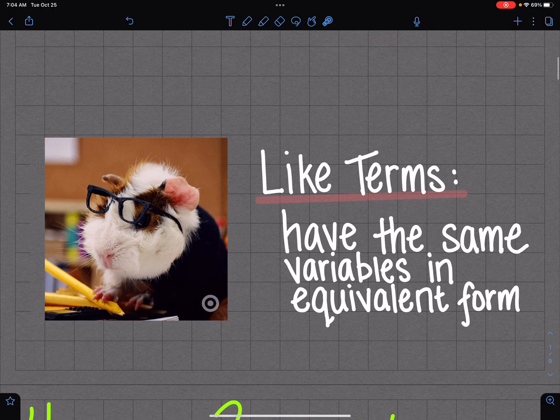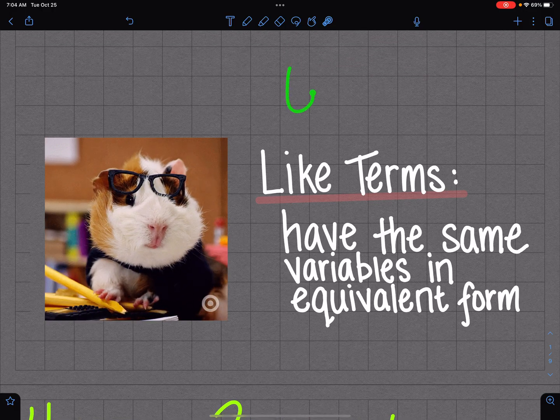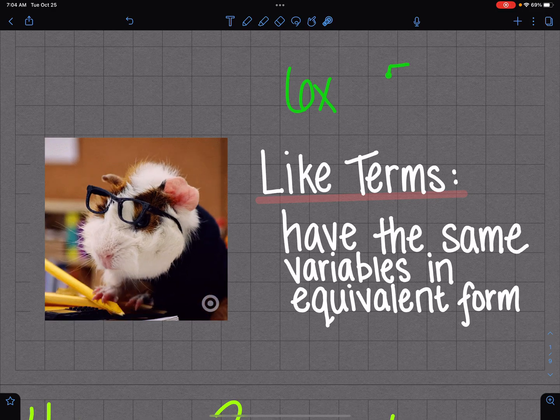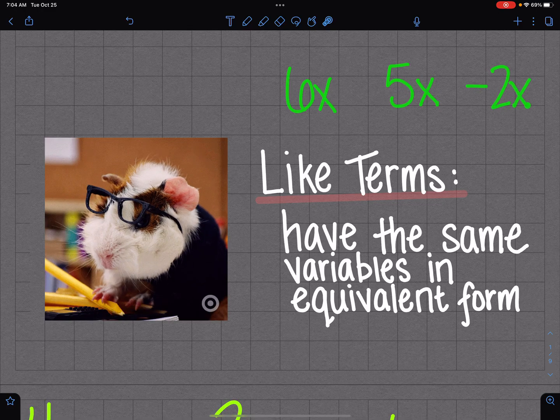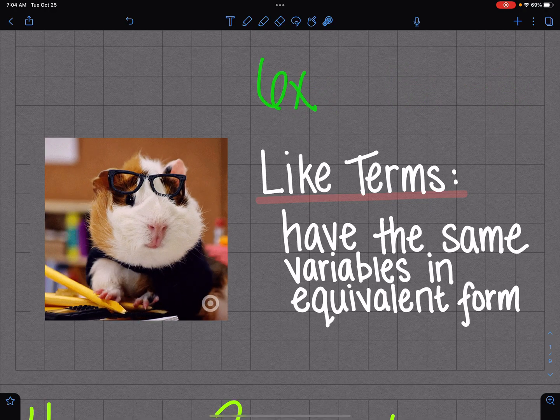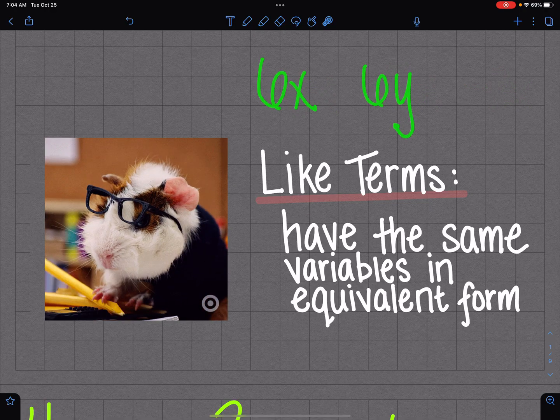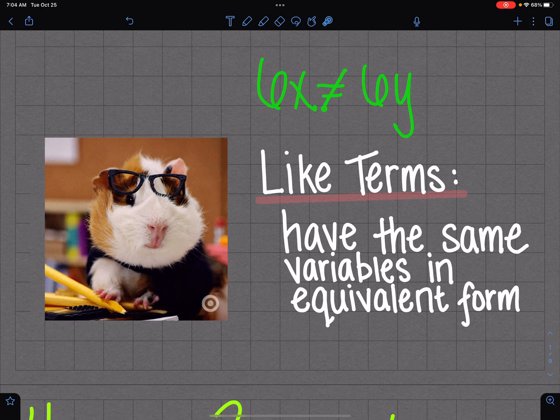So what we mean by that is if you have a term that is like 6x, that is the same as a term that is 5x or that is negative 2x, because the variable, the letter part of it, is the same. You could have a term that is different. 6x and 6y are different. Those are not the same variables, and they would not reduce down to the same number. So those are not equivalent.